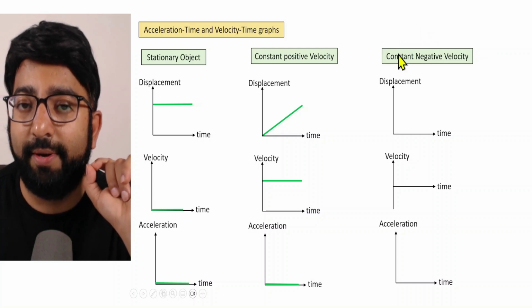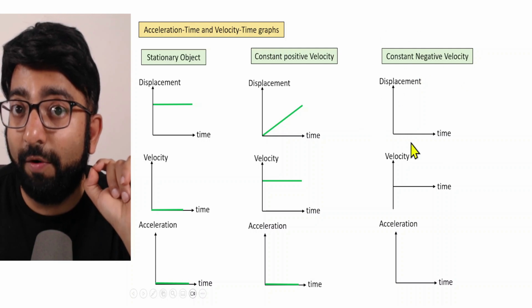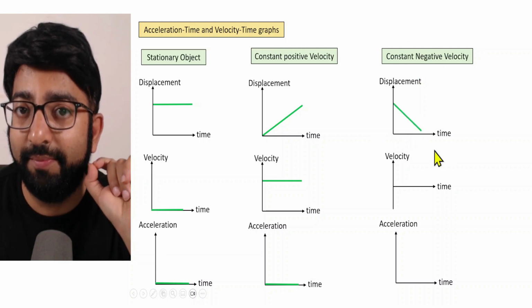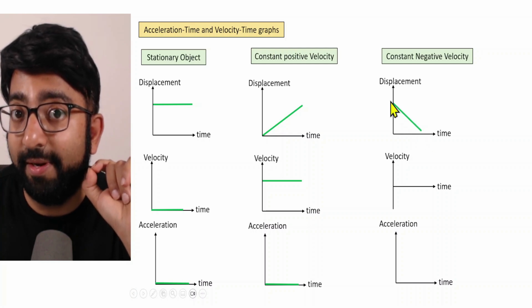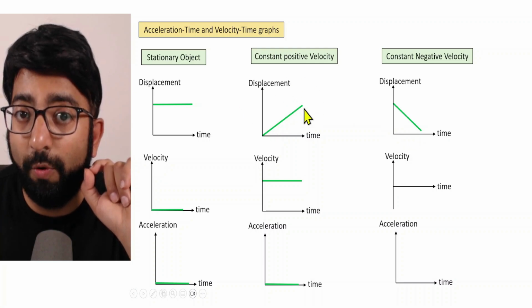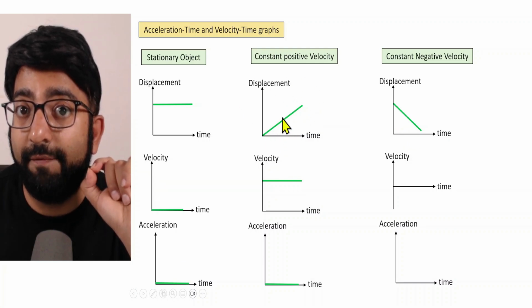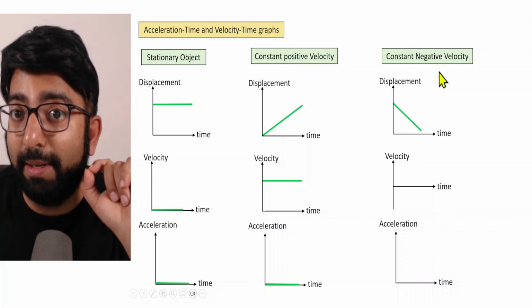Because velocity is constant. Hence, in this case, if we have constant negative velocity, the graph of displacement time will look like this. It's a straight line, but the graph is continuously decreasing, or we can say the gradient or the slope of this graph is negative. In the previous case, if you observe this graph, the gradient of this graph is positive, which signifies the velocity is positive.